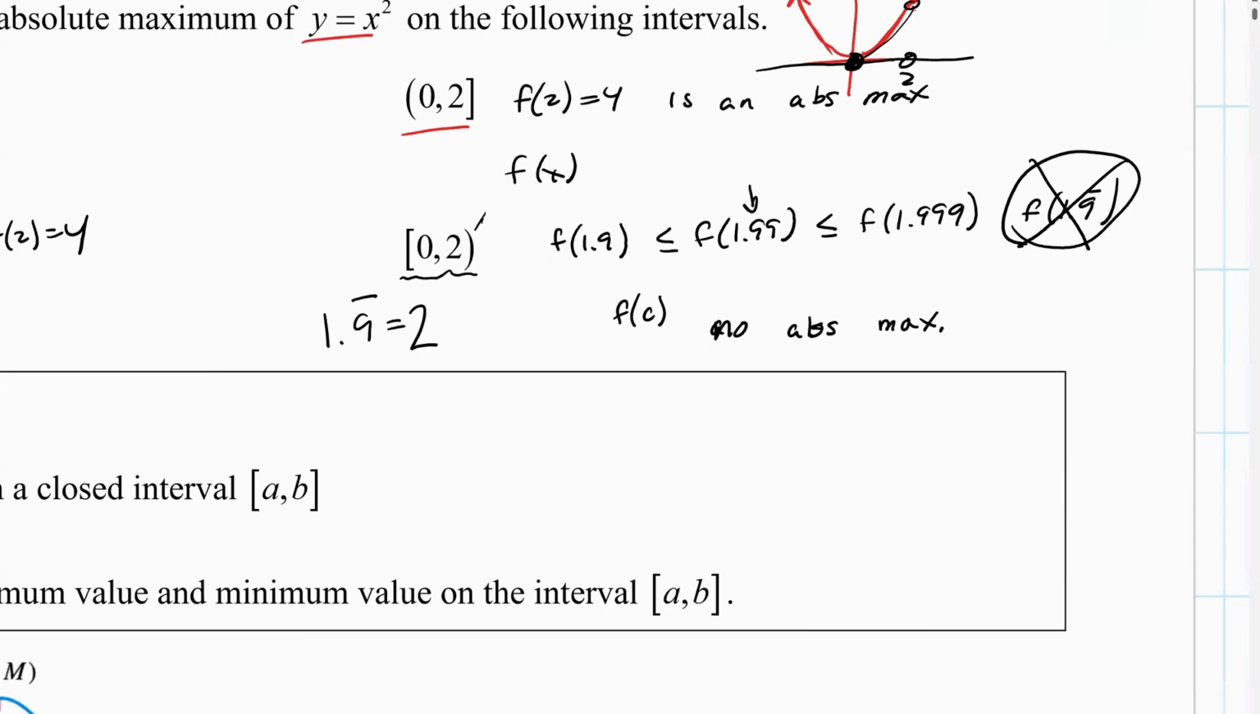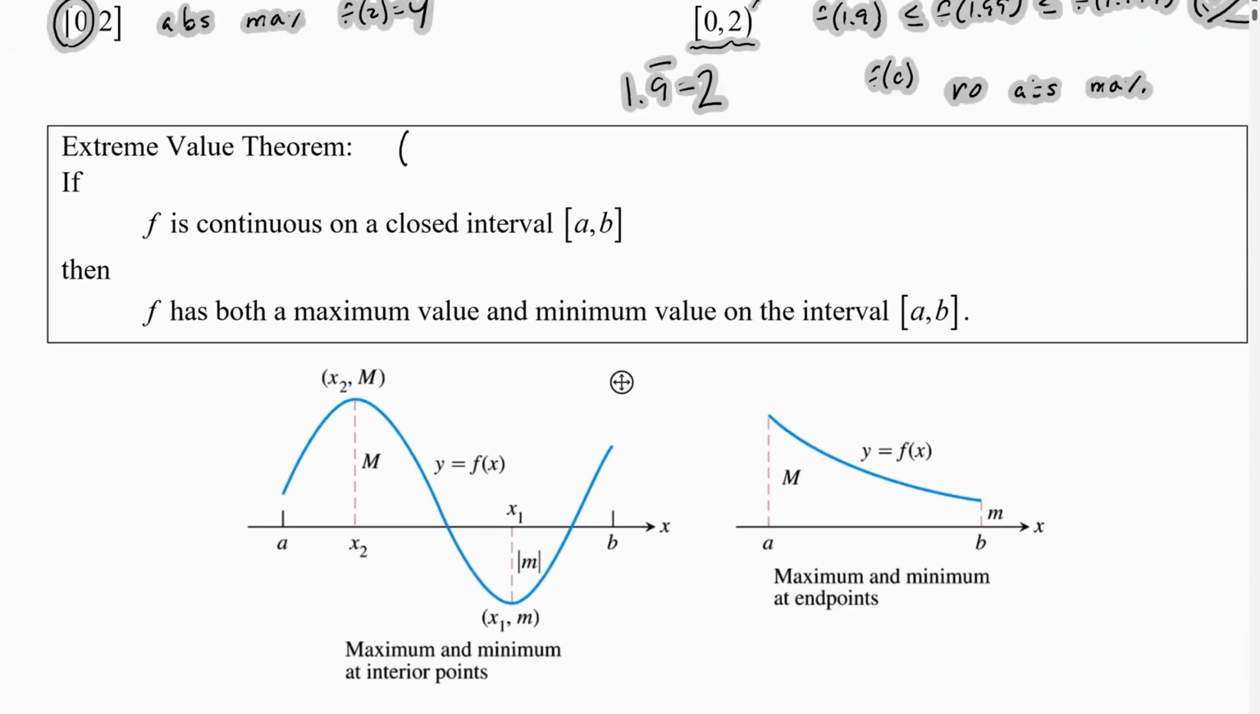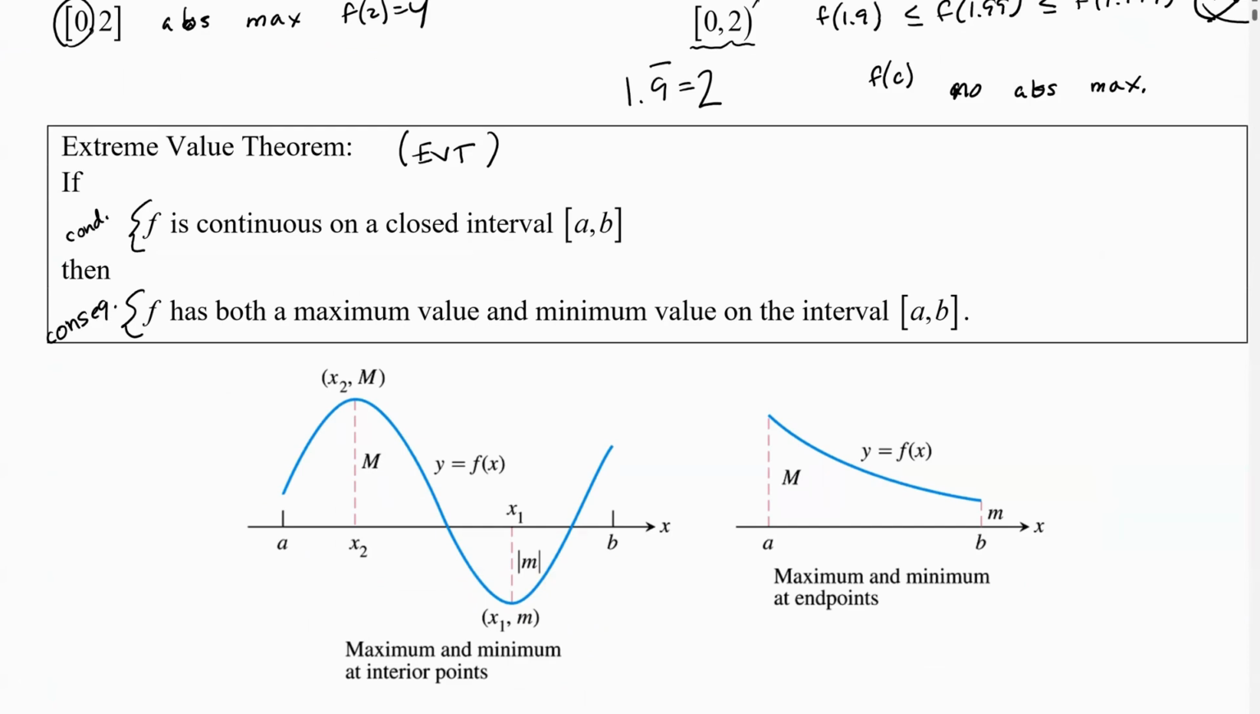So how can we summarize something like this? Well, our summary is in the form of this thing called the Extreme Value Theorem, sometimes abbreviated as the EVT. And it says, as all theorems do, if some condition is met, here's our condition, there's a consequence. The condition here is that we have a continuous function on a closed interval. The consequence is there must be an absolute max and an absolute min for that function on that closed interval.